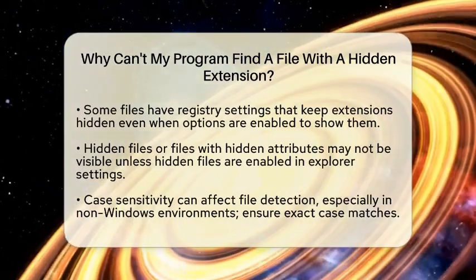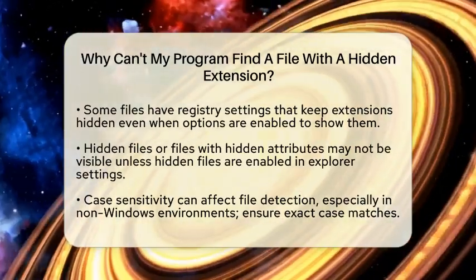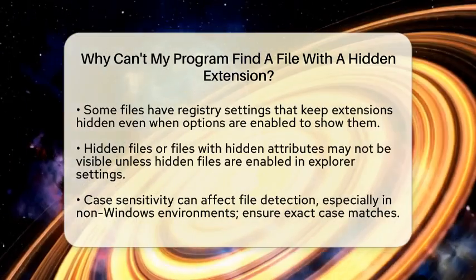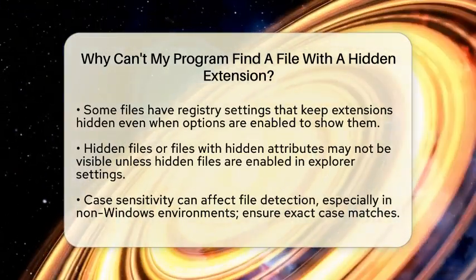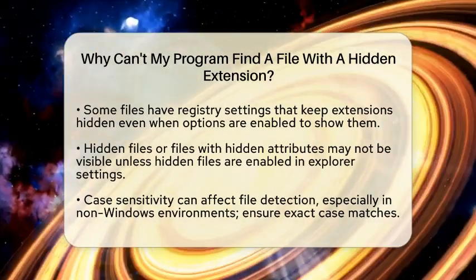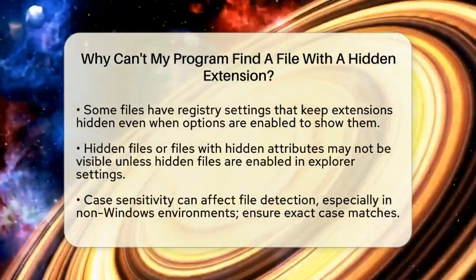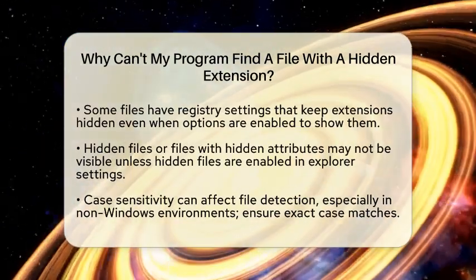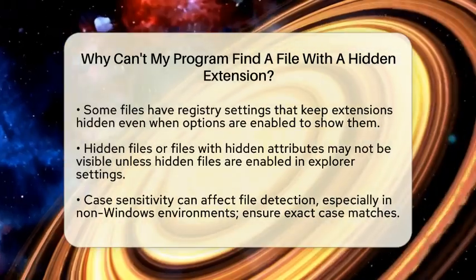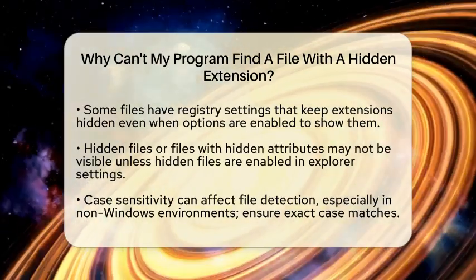Files can be marked as hidden at the system level. If a file is hidden, some programs might not see it unless they are set to show hidden files. To verify, turn on the option to view hidden files and extensions in your File Explorer settings. This way, you can see the exact name of the file, including its extension.